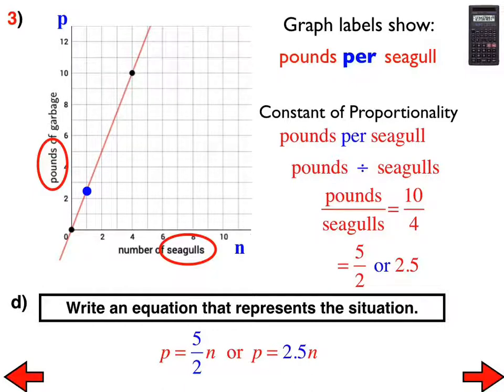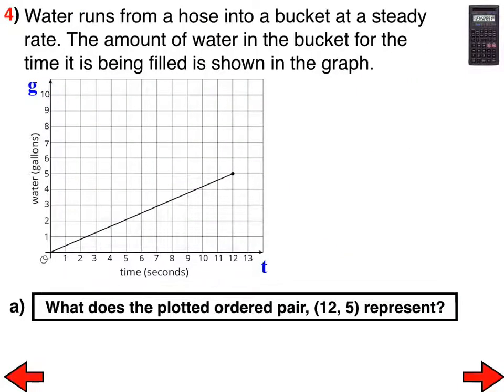All right, go ahead and turn the page and do all parts to number 4 quickly. The ordered pair 12 comma 5. 12 is an x value or a t value in this case, and 5 is a y value.